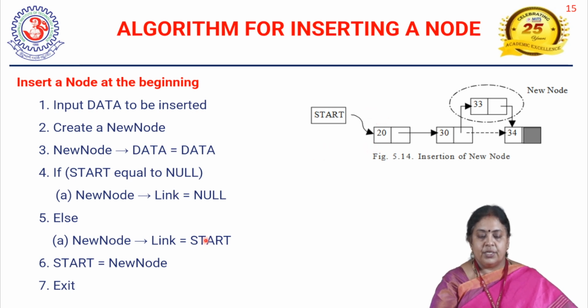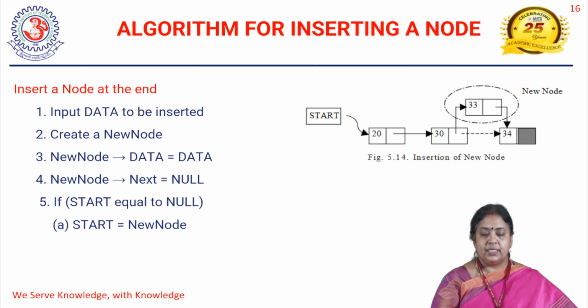So new node of link is equal to start; here we store the start address. Then start becomes the new node. That is the algorithm for inserting a node at the beginning.